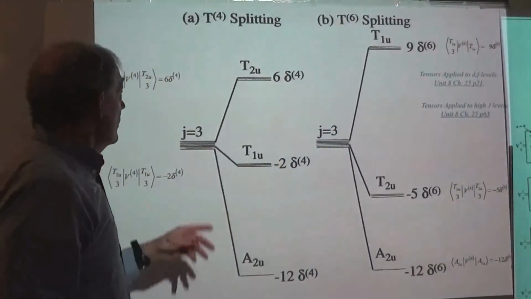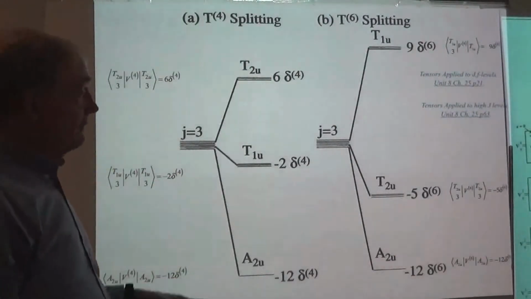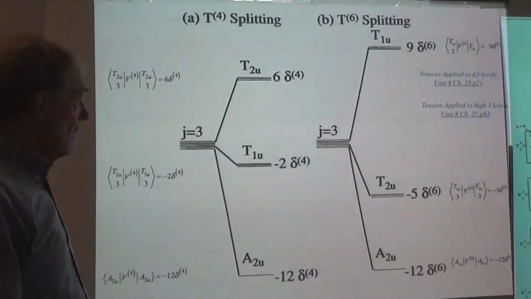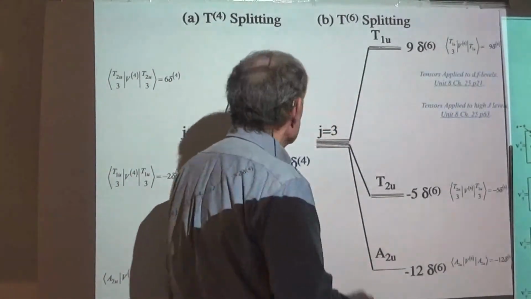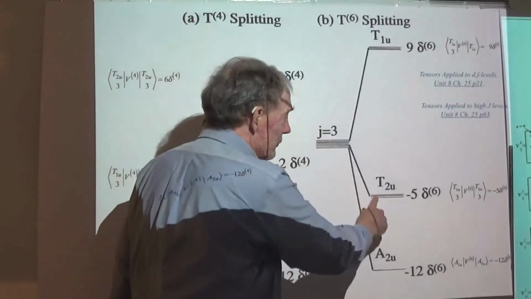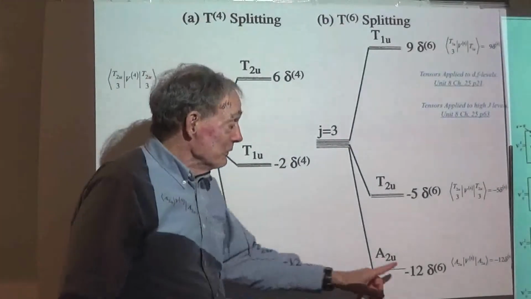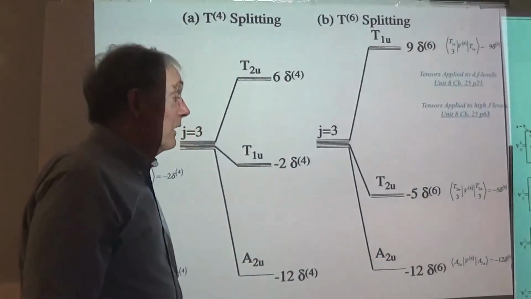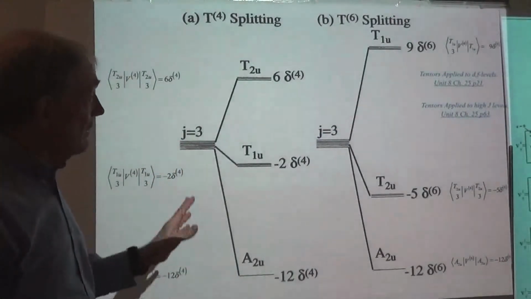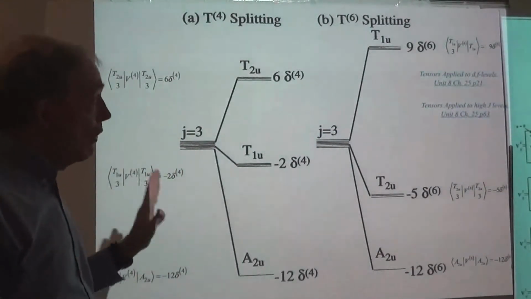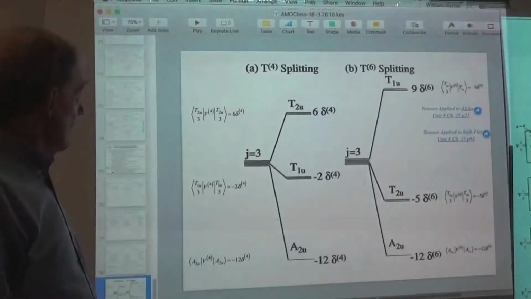Okay, so here's our 6 minus 2 and minus 12. That other thing is giving us quite a different picture. The T1U moves up to be the highest. The T2U moves down to be the middle. And A2U stays with the same number if you scale it as the original fourth rank. Now, where did we do this? Where did we get a real incredible war between levels? I guess I didn't attach that.